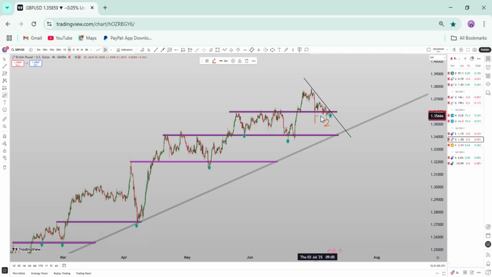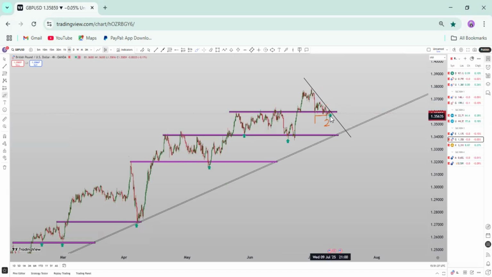So the market has already swept the liquidity. After that one, I drew this outwards trend line. This was the first touch. This was the second touch, and now this is the third touch around here. Now I'm waiting to see one thing.